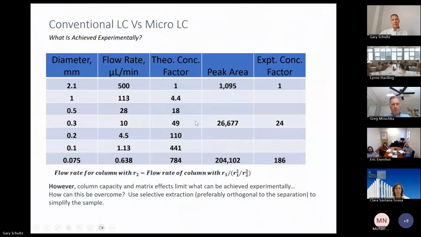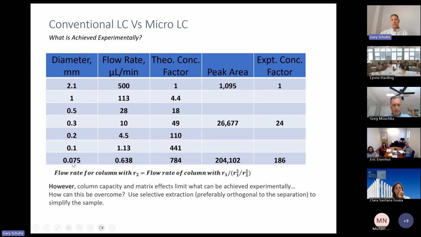And so here's an example for human insulin. I have an assay that I ran for human insulin on a 2.1 millimeter column and measured the peak area for insulin. And then I ran those same extracts on a 0.3 millimeter column operating at 10 microliters per minute. Theoretically, we should have achieved about a factor of 49 in terms of sensitivity gain. Experimentally, we only achieved a factor of 24.